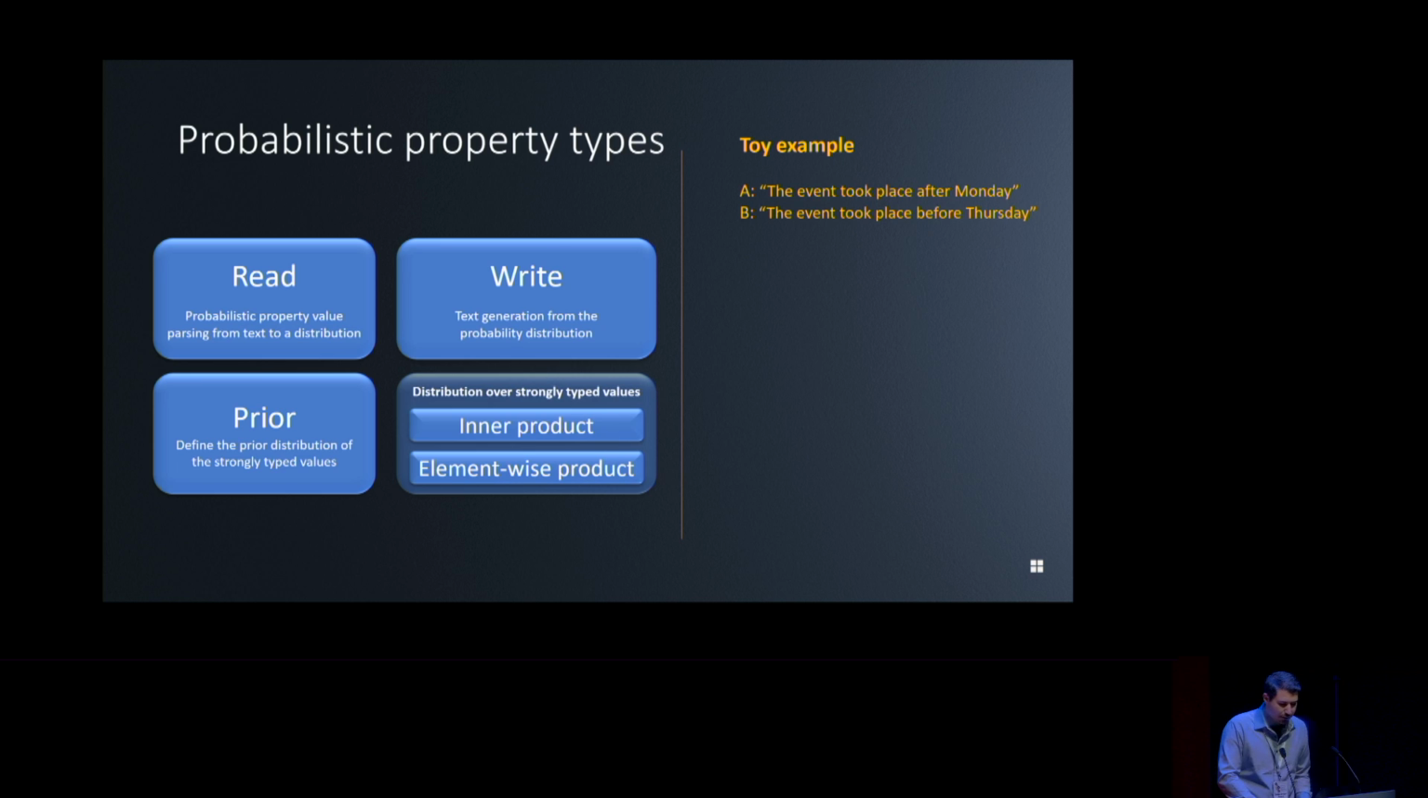Okay, so here we have two textual representations of uncertain dates, I guess. The first one is: the event took place after Monday, and the second one is: the event took place before Thursday. If we try to read these and convert them into distributions, in A we'll have a 0 for Monday and 1/6 for each one of the other days of the week. And in B we will have 1/3 for Monday, Tuesday, and Wednesday, and zeros in the remainder. Okay, that should be clear.